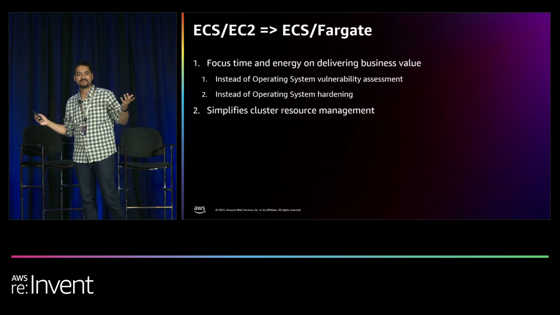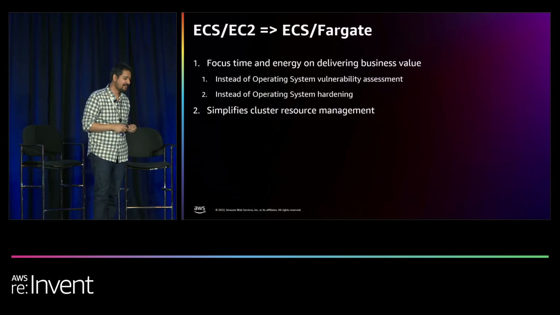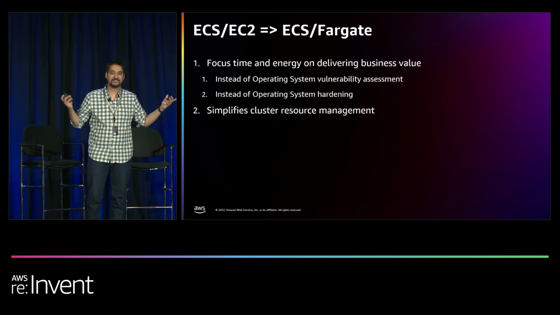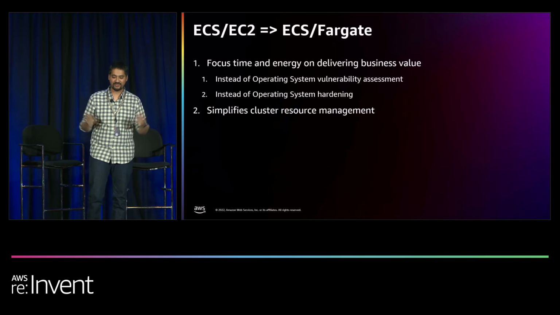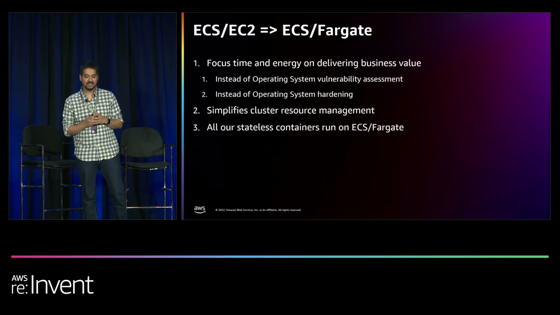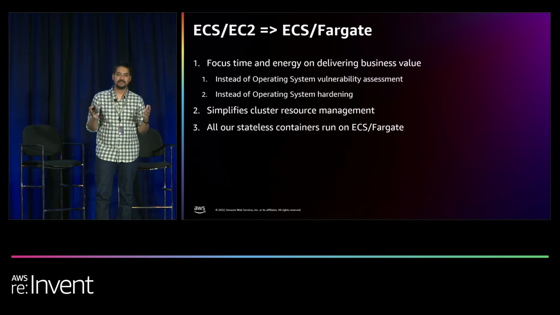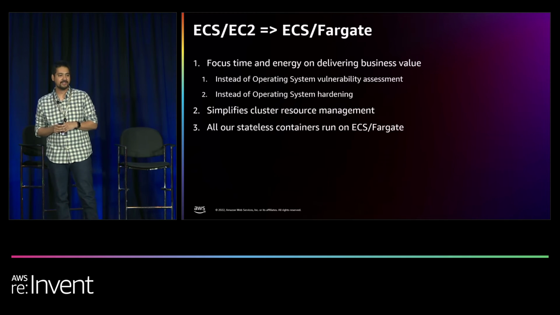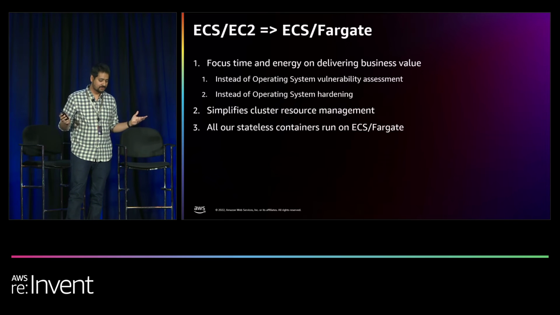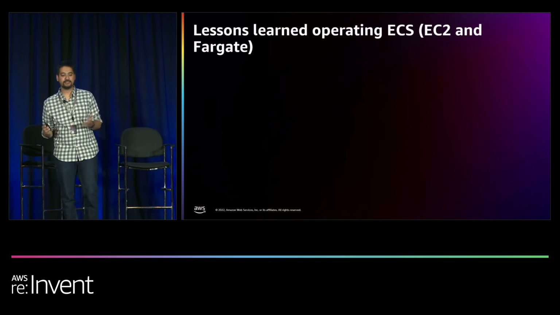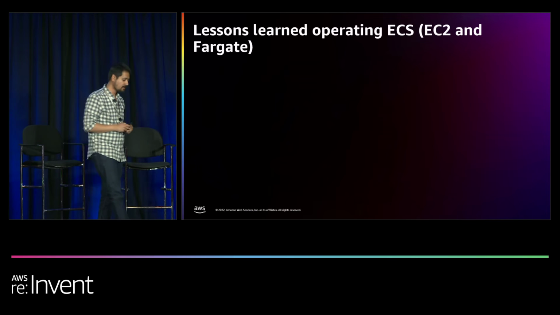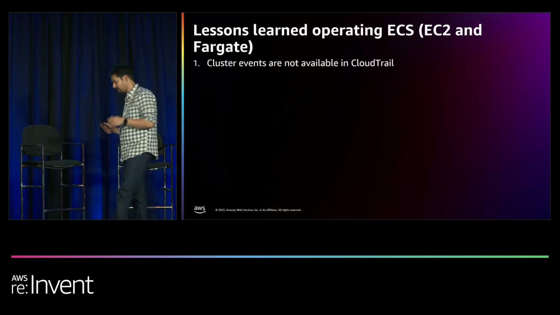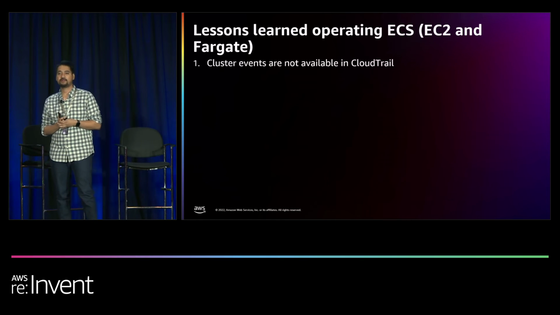But why do it? You should be able to say, hey, ECS, run this container, and boom, it should come to life. And that's where Fargate comes in, and that's why we made this decision to go all in, and we've taken all of our stateless compute and moved it off to Fargate. This was a 3-month exercise, and I'm going to tell you things that we learned, not just from the Fargate migration, but from just operating ECS over the last 4 years.